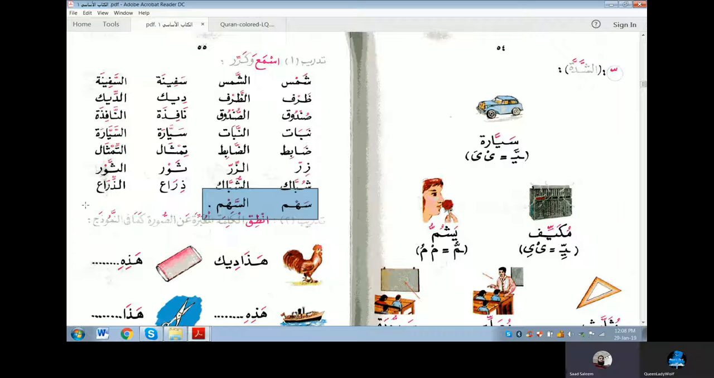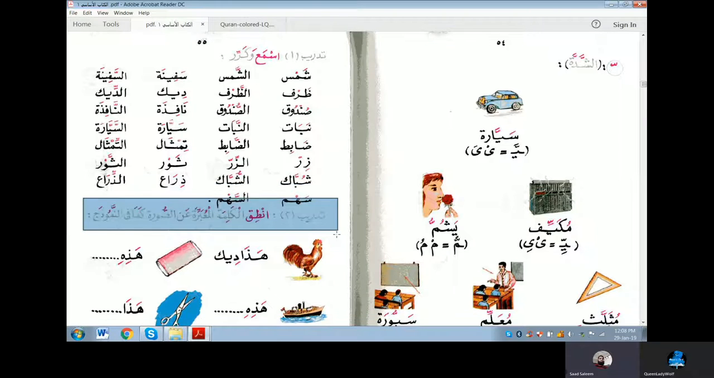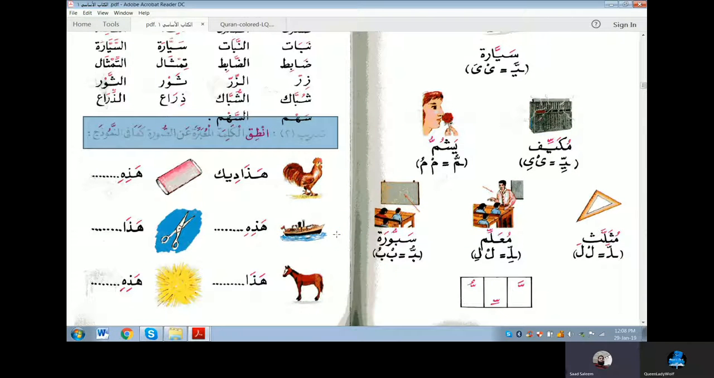Then the next question we have, Intiq al-Kalima al-Mu'abbira an as-Sura kama fi'n-namudhaj. Pronounce the word which expresses the picture. So you have to tell the name of all these pictures, okay? Let me tell you the names of all these pictures, then you will fill in all these names here.